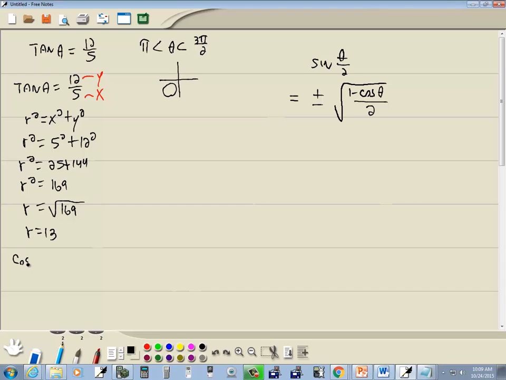Okay, now we can find cosine. Cosine is going to be equal to x over r. X we said was 5, and r we said was 13. So cosine theta is equal to 5/13. Well, now let's figure out what the sine of this will be.